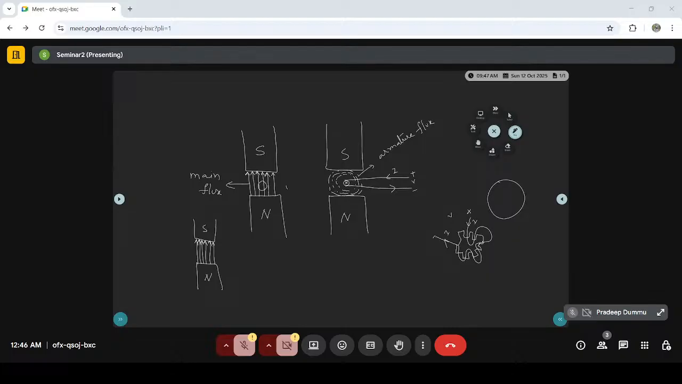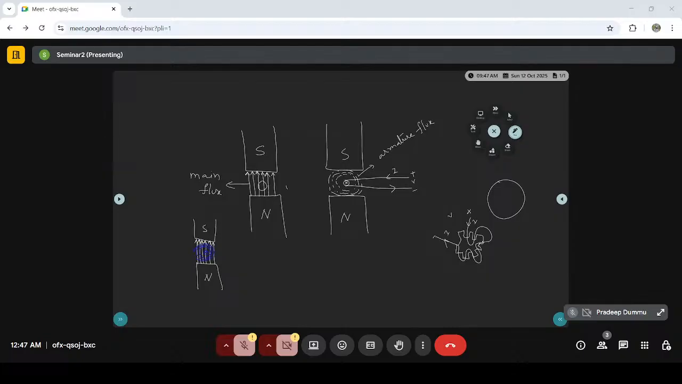And we have a conductor. 1, 2, 3. 3 lines. Only 3 lines we have taken. The combination of these two. Yes, this is the actual happening.